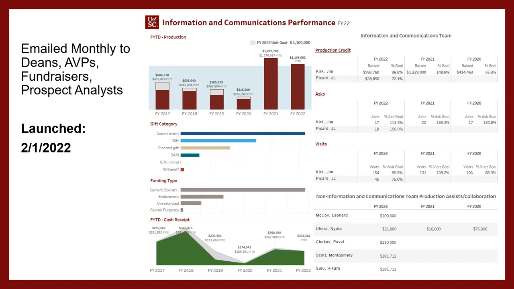The first of every month, they now get an email that has that information. It also goes to the AVP that has that unit. It goes to the prospect analyst. It goes to the fundraisers that are associated with that unit. And that may be about it. But anyway, it goes out each month, and it makes sure that every person involved in the life cycle of the fundraising operation is on the same page. They see the same consistent numbers.